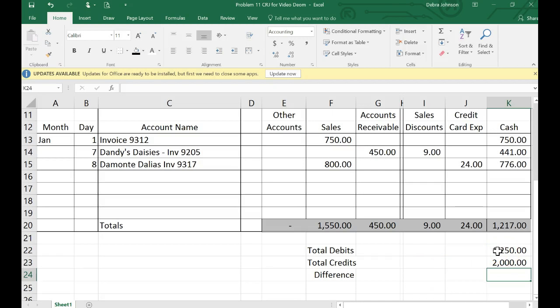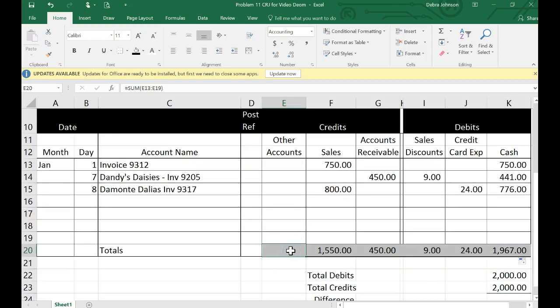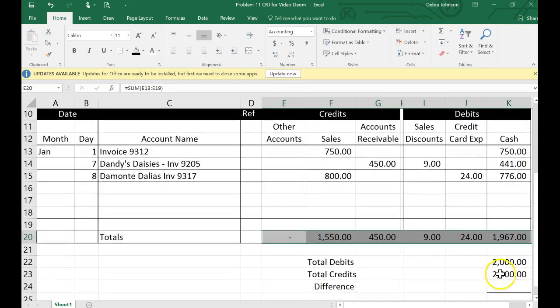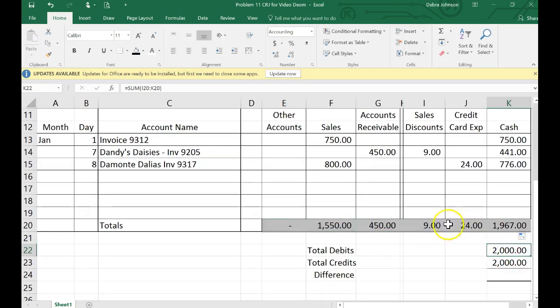So let me take another look at this. After you've summed up the first column from the top to the bottom, we can drag that line across, make sure we pick up all the transactions, and the total debits are the sum of these three columns, and the total credits are the sum of these three columns. And the difference, just to show your user that there is no difference, you'll subtract the debits from the credits.